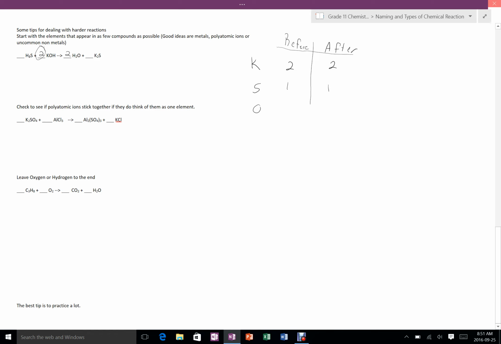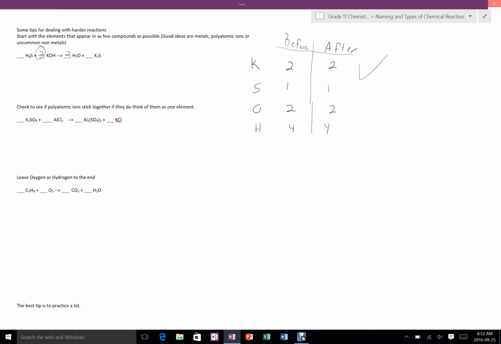The next atom I looked at was oxygen. 2 of these potassium hydroxide, that gets me 2 oxygens. 2 of these waters, so 2 to 2 again. And finally, hydrogens. Hydrogen appears in so many different molecules here, I left them to the end. 2 plus 2 for a total of 4 and 4. And so I can say, since all my before and afters are the same, this chemical reaction is balanced.